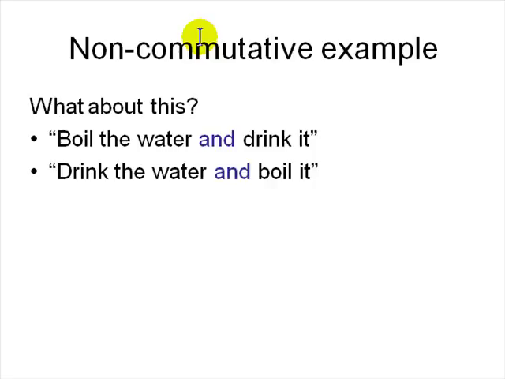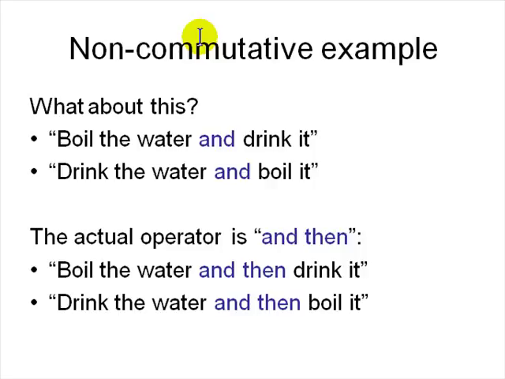What's happening out here? So actually what it means is "and then." "And" is actually "and then." Boil the water and then drink it. There's a temporal aspect to it. First you do the left side, then you do the right side. It's not the same as drink the water and then boil it. So "and then" would be another operator which is not commutative.